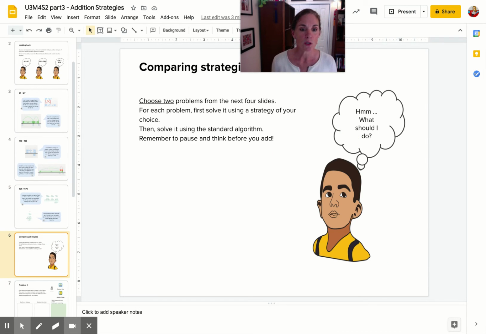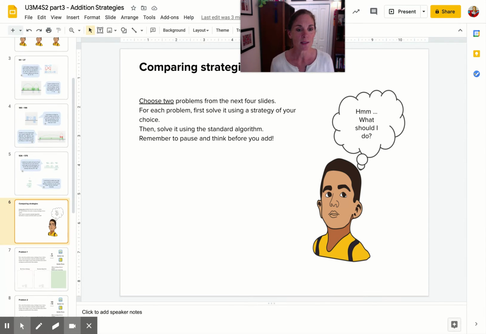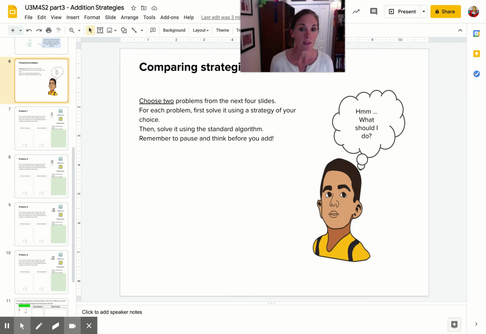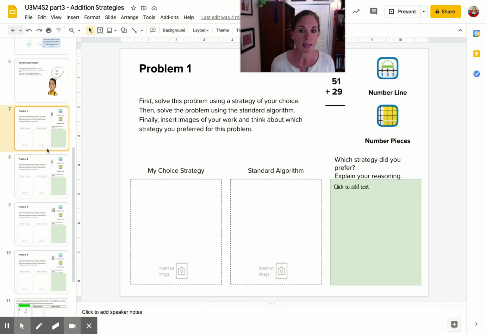So what you're going to do is you're going to choose how many? Two problems on the next slides. There are 4 slides. How many do you have to do? 2 of them. You can do 4, but you don't have to. You just need to do 2. So look at the next slides.